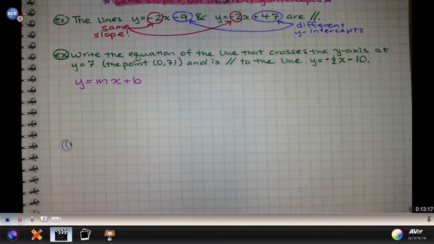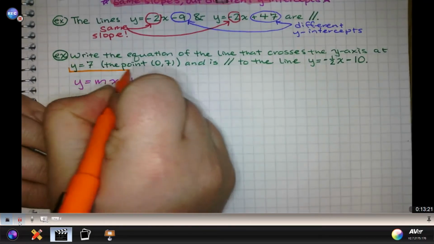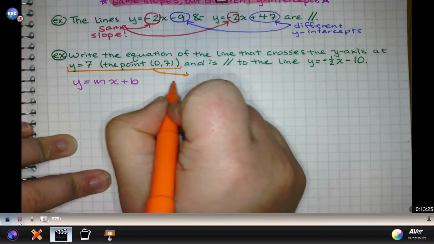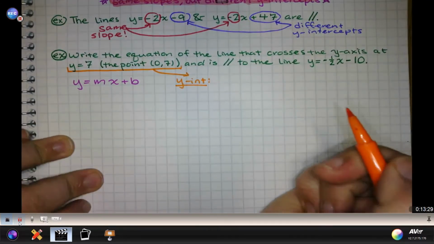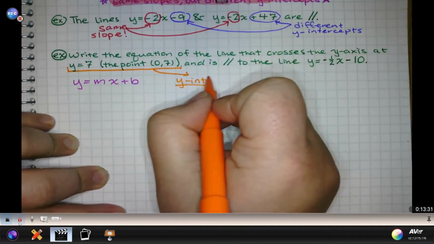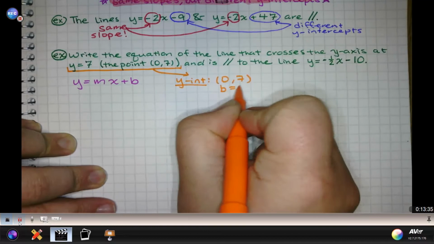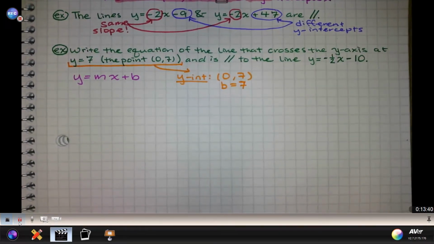Well, lucky for us, it says right in here what my y-intercept should be. I'm going to abbreviate it to y-int, just because I can. So the y-intercept is (0, 7), or b equals 7. So it just tells us right there what it is. That's easy. We don't even have to solve for it. You will have to later, but not right now.